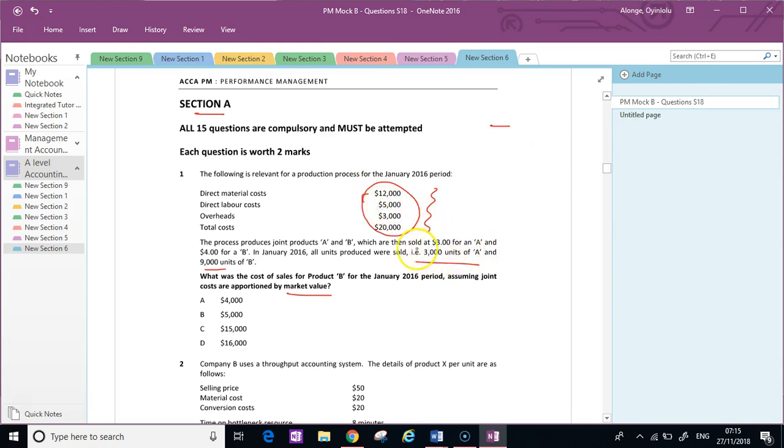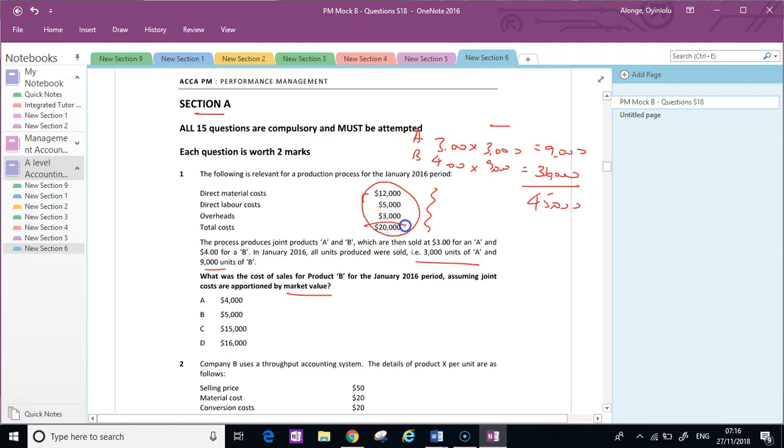So if we look at the market value, you're selling at £3 for A, and that's 3,000 units of A, which is 9,000, and you're selling at £4 for B, and you are selling 9,000 units of B, and that's 36,000. So you have a total market value of 45,000. So the question is, what proportion? This is A and this is B.